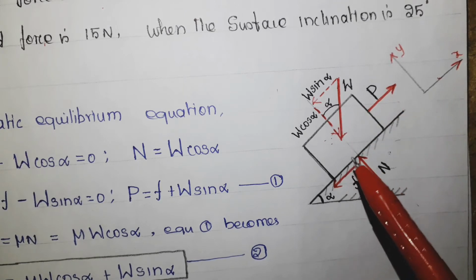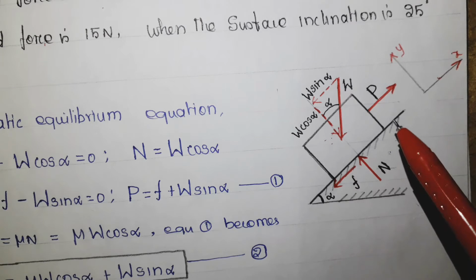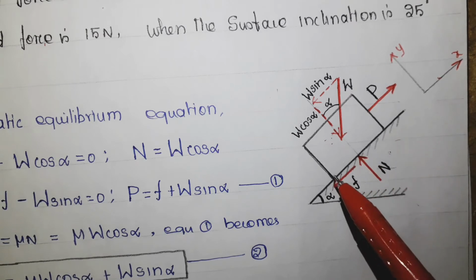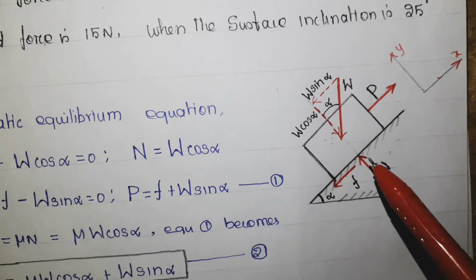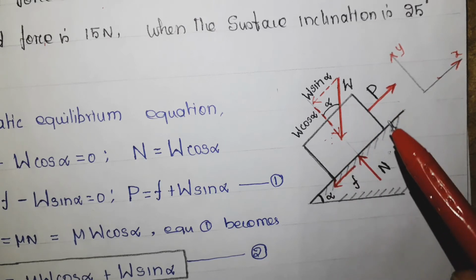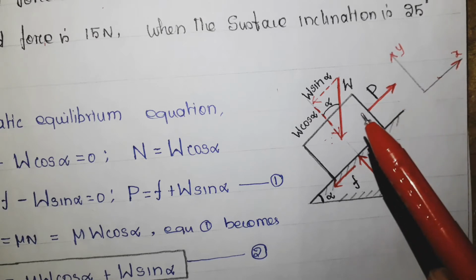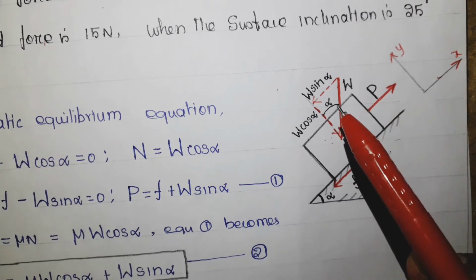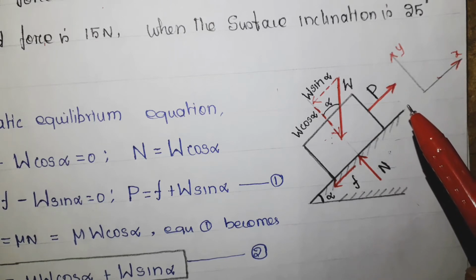Now this inclined surface will give you the normal reaction, that is nothing but N, and moreover there is a coefficient of friction on the surface, so there will definitely be friction. Among these four forces, three forces are either parallel to the x-axis or parallel to the y-axis. But the weight is neither parallel to the x-axis nor the y-axis, so it has to be resolved, one along the x direction and another along the y direction.